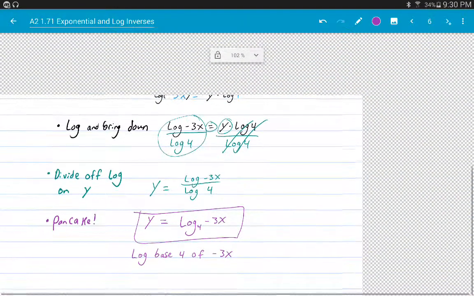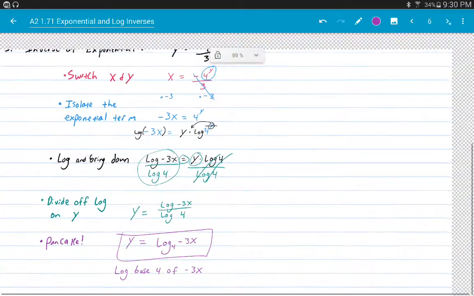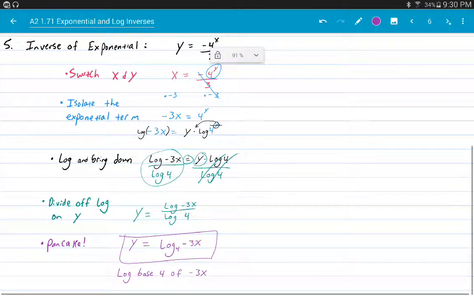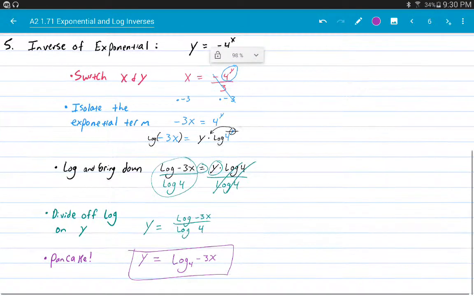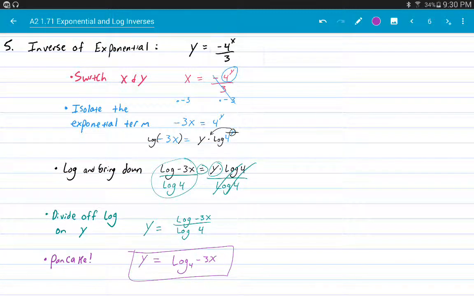Okay, so if you have to solve a question that is the inverse of an exponential, this is the general idea of how to do so. Right? These steps: we're going to switch x and y, isolate the exponential term if needed, log and bring down, divide off the log on the y, and then pancake it to clean it up at the end. Alright, so if you have any examples that start off as an exponential and you need to find the inverse, these are the general steps and how you would do it.